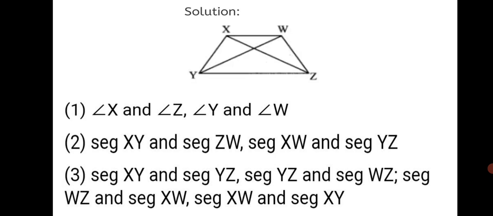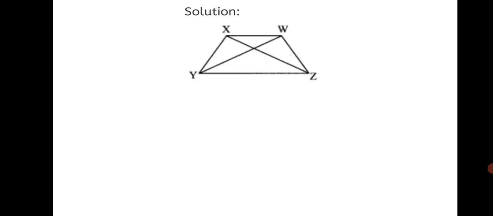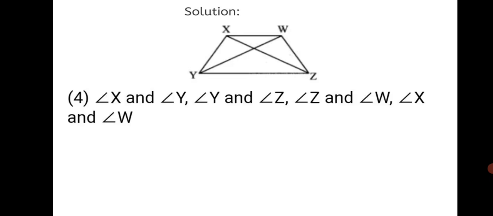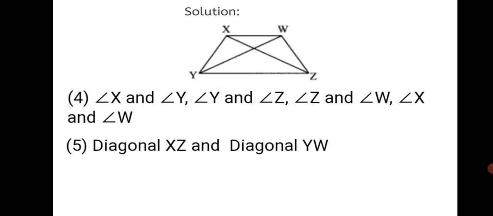Fourth question, we have to write the pairs of adjacent angles. So let's write the pairs of adjacent angles. Angle X and angle Y is the first pair. Angle Y and angle Z. Third, angle Z and angle W. And fourth, angle X and angle W are the four pairs of adjacent angles. Now we have to write the diagonals of this quadrilateral. So we can write diagonal XZ and diagonal YW are the two diagonals of the quadrilateral.